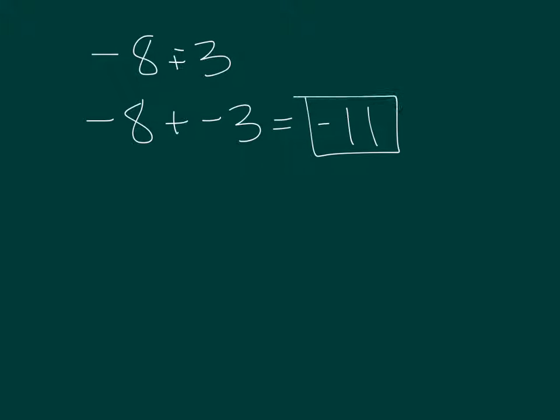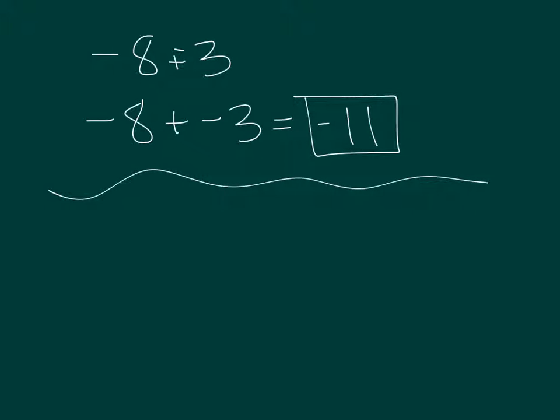Sometimes the hardest problems look like this. -8 minus 3. We add the opposite. This is like -8 plus a -3, and therefore we add the numbers and keep the sign.